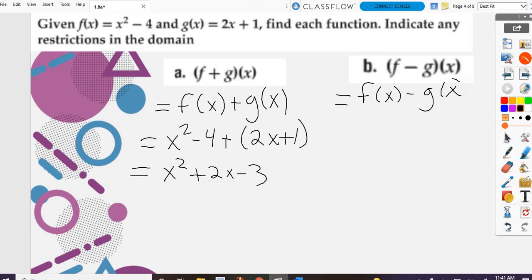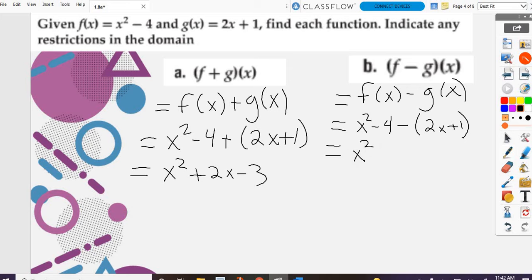Okay, so for our subtraction, what do we need to be careful about? What's different about that one? We need to apply the negative. So we have x squared minus 4 minus 2x plus 1. So what do we end up with?